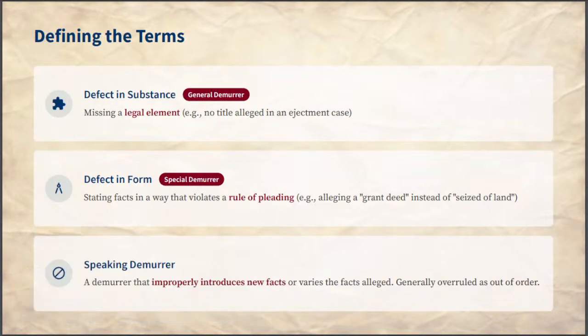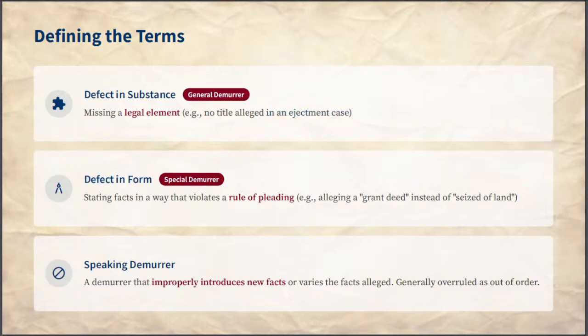We're going to continue on here with defining these terms. The defects in substance with a general demurrer: it's missing a legal element. So we're using some examples here. A general demurrer would be that defect in substance, missing a legal element. So this is part of the legal argument. An example given is no title alleged in an ejectment case. So let's look at this more closely.